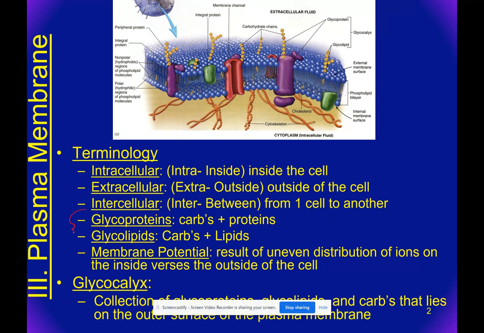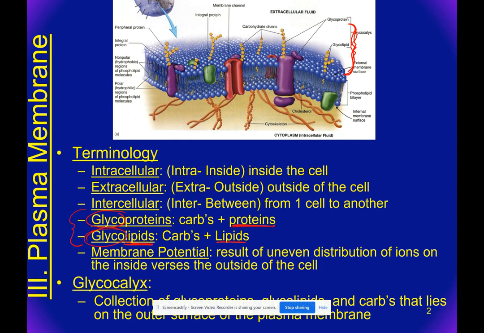Now, on the surface of our cells, we have these things called glycoproteins and glycolipids. Glyco means sugar. Proteins means, of course, proteins. Glyco means sugars. Lipids means lipids. Okay? So, glycoproteins, glycolipids. Why would those be important? Well, on the surface of your cell, you actually have these combinations. And they help to identify the cell. They help to identify it as something belonging in the body or not belonging in the body.